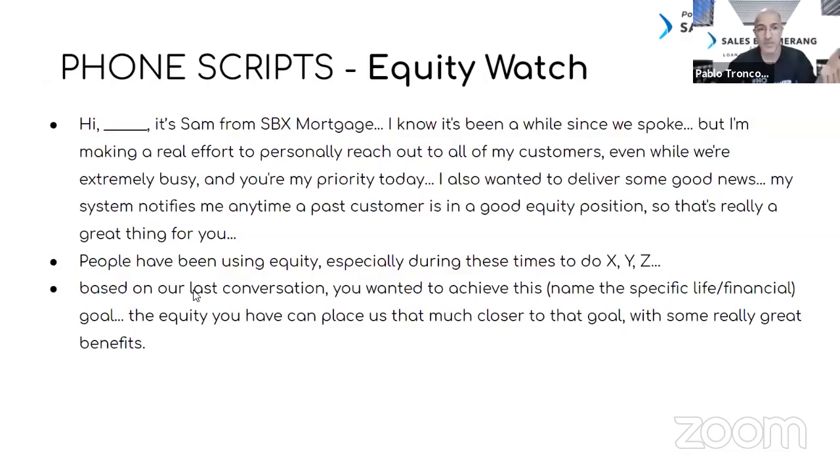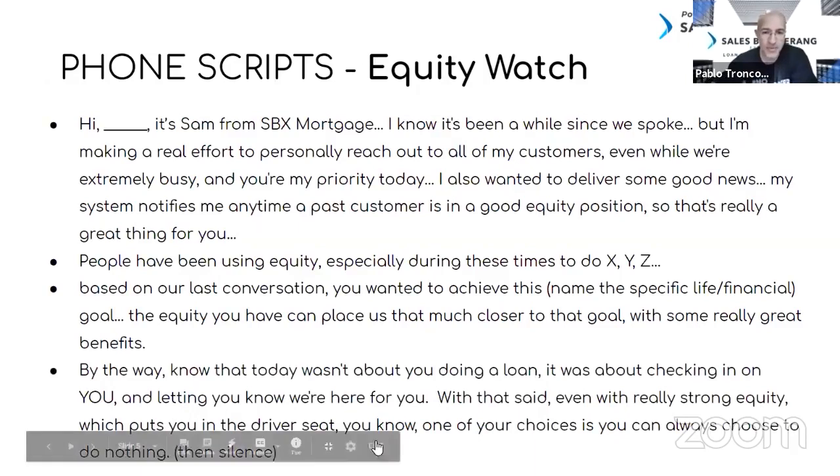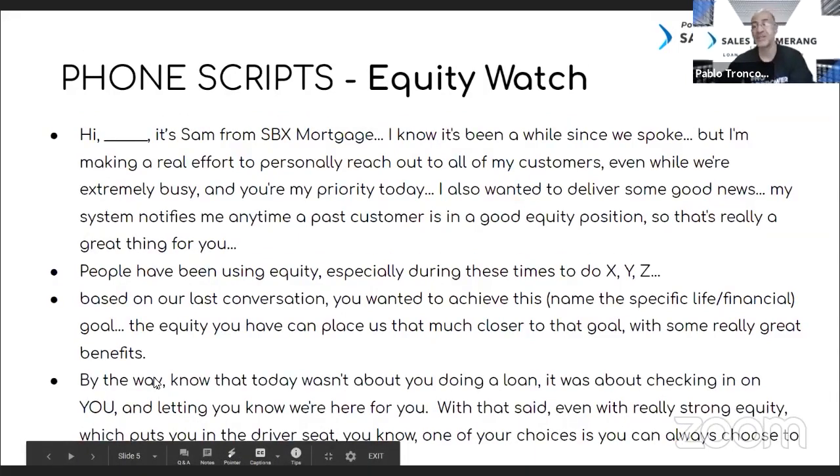Again, I'm just using the script here. Based on our last conversation, you wanted to achieve X, Y, and Z, right? Name the specific life or financial goal. And the equity that you have can place us that much closer to that goal with some really great benefits. By the way, and this is important, this is a script. I know it sounds like something you wouldn't say in a script, but it is part of the script. By the way, Charlie, I want you to know that today wasn't about you doing anything alone. It was about literally checking in on you, letting you know that we're here for you, right?